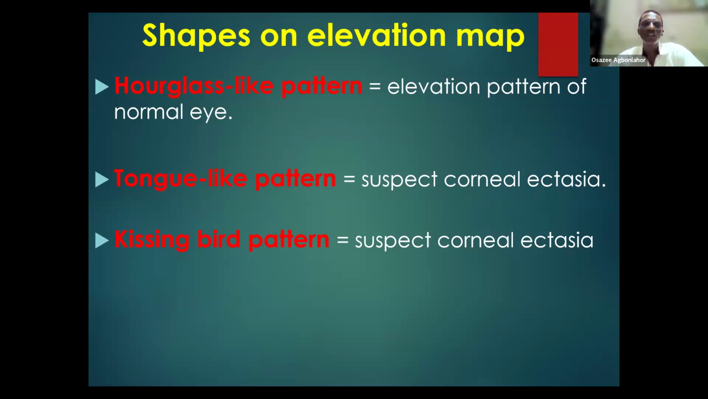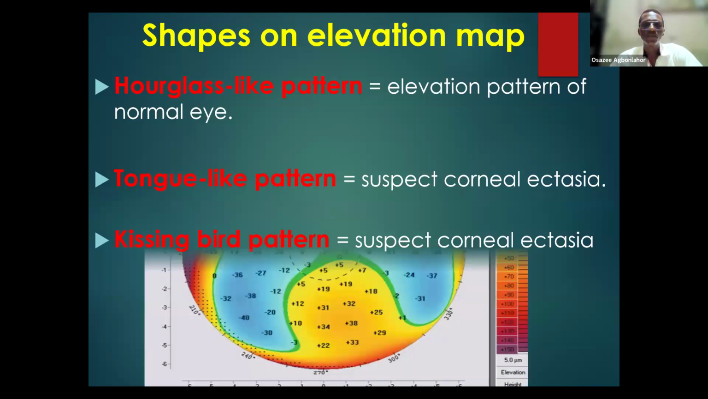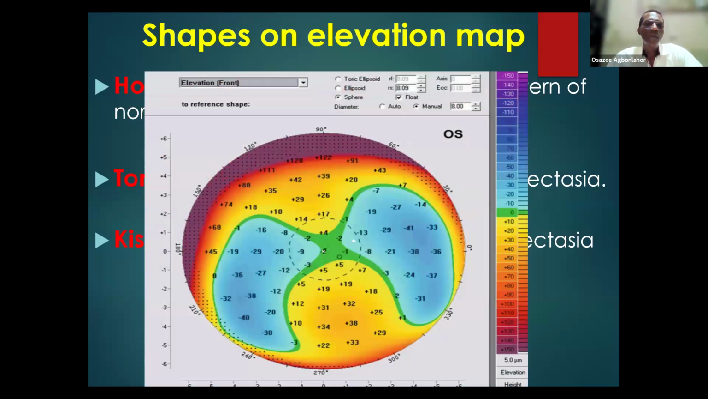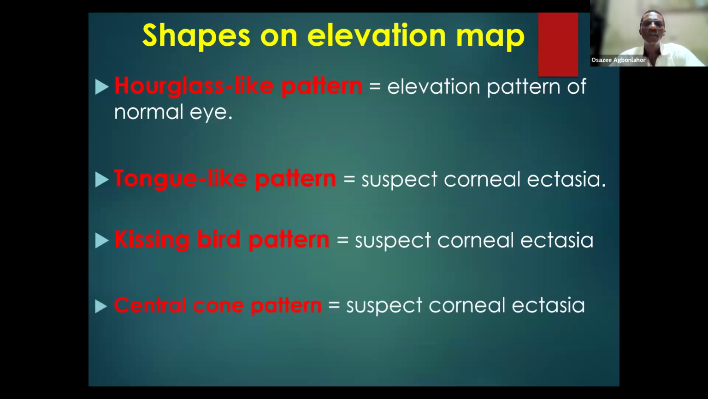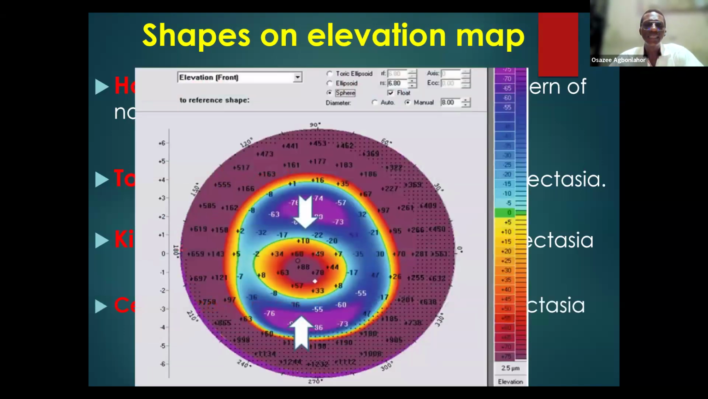That's the same concept here, where you have different maps, but each of these maps must agree, pointing towards a particular disease or pointing towards a particular defect. That's exactly how it is here too. So this is your kissing bird map or your butterfly map in your elevation map. It's also a sign of an ectatic cornea. When you have a central cone pattern as seen like this, it's also a sign of an ectatic cornea.